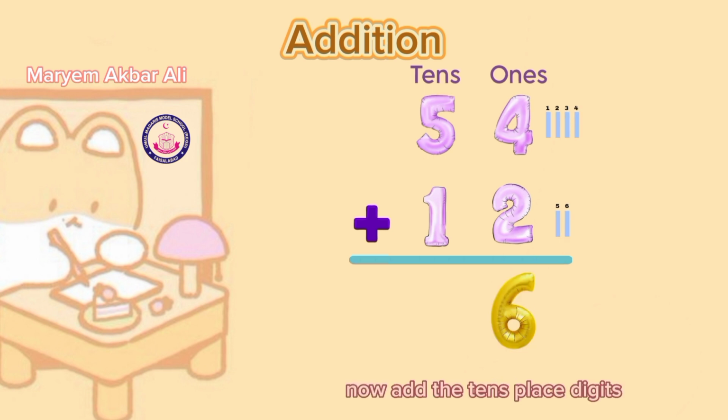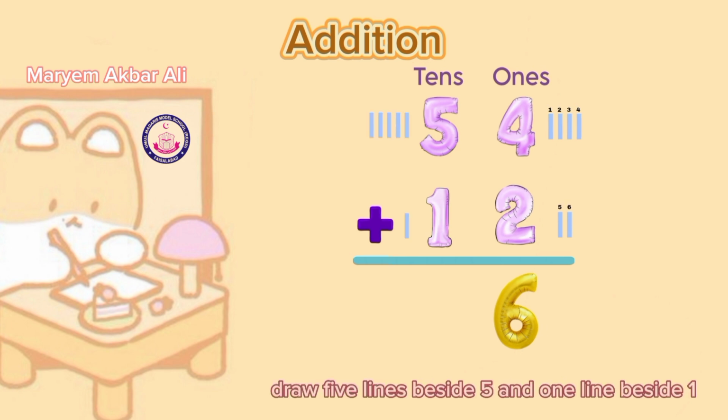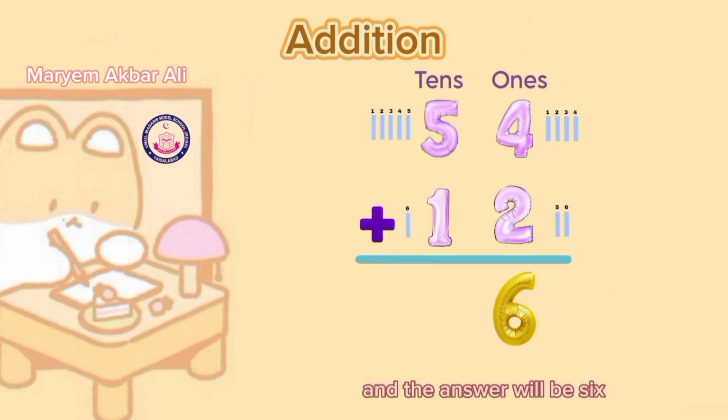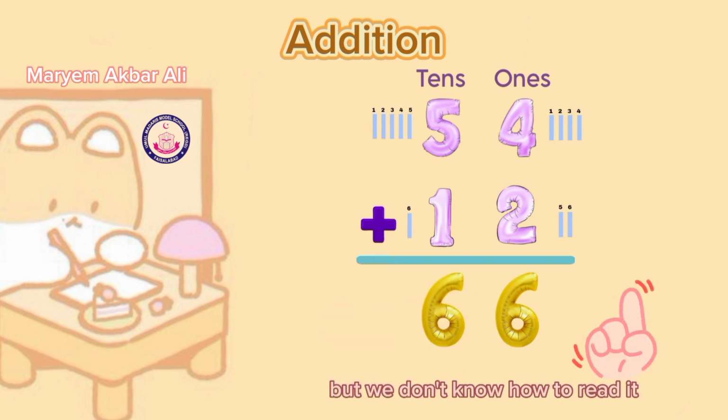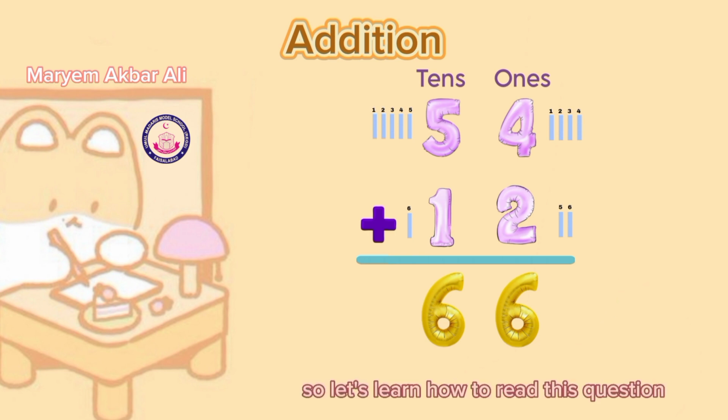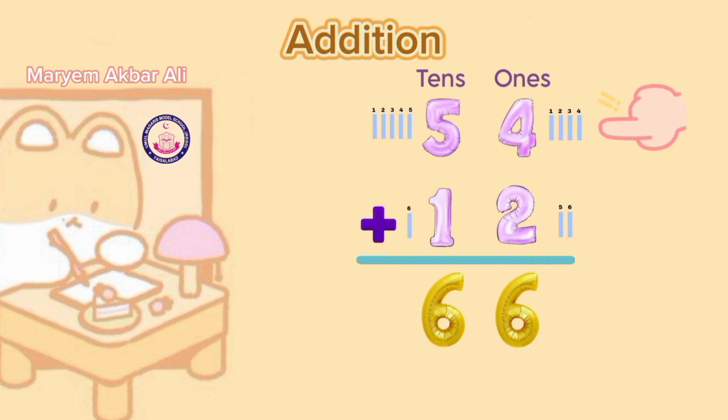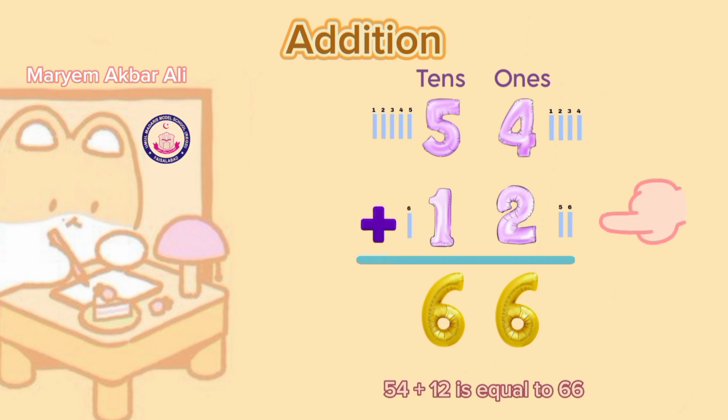Now add the tens place digits, which are 5 and 1. Draw 5 lines beside 5 and 1 line beside 1, and the answer will be 6. Write the answer below tens place digits. We have solved the question, but we don't know how to read it. So let's learn how to read this question. We will read it like 54 plus 12 is equal to 66.